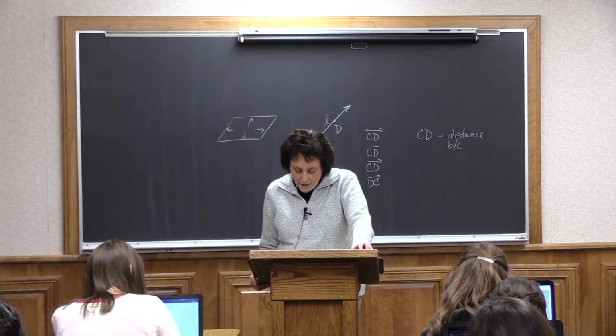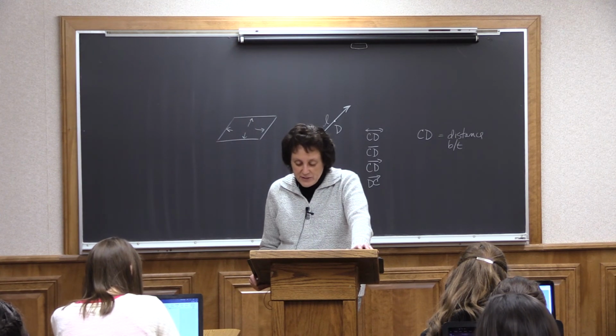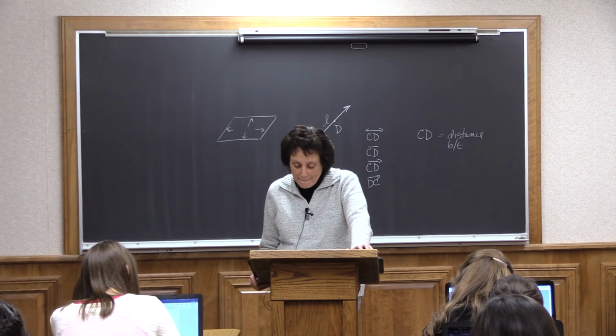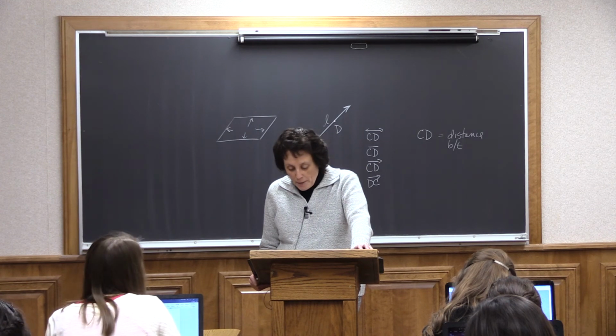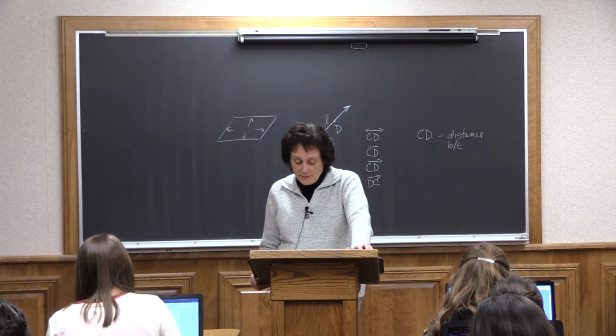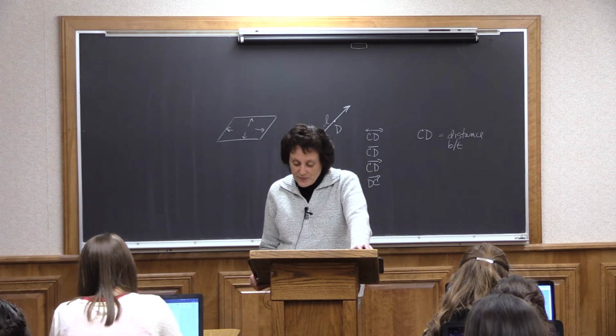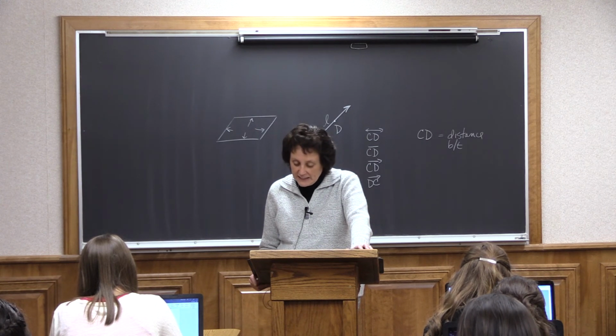Then we have a special type of intersecting lines. They're called perpendicular lines. Perpendicular lines are intersecting lines that form right angles.